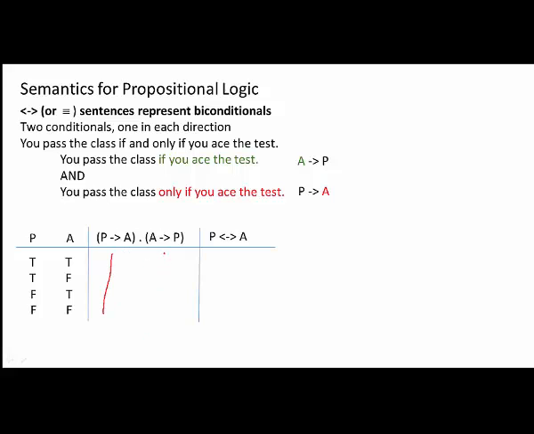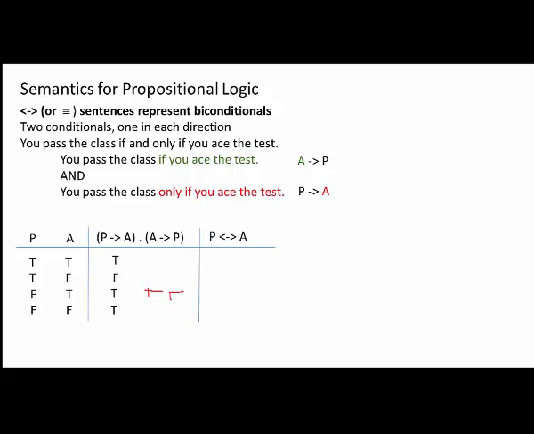So I take the left side of the dot, the P arrow A, and I'm going to write down the truth value for that on each assignment. And the only time it's false is when the left side is true and the right side is false. So that happens on the second row, the second assignment, and then the rest are all true. And then I do the same thing for A arrow P. I know that the only time that's going to be false is when the left side is true and the right side's false, and the other values are going to be true.